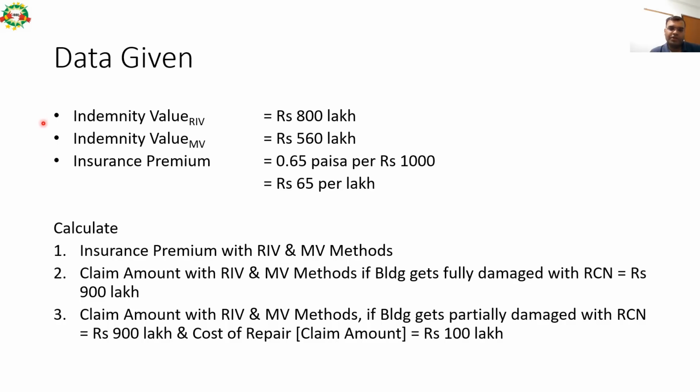Data given in the question: indemnity value RIV has been given 800 lakh rupees, indemnity value market value method has been given as 560 lakh rupees, insurance premium is given as 50 paisa per 1000 rupees. So that means multiply by 100, that means 65 rupees per lakh. Since all values have been given in lakh, we have converted this insurance premium into rupees per lakh instead of per 1000. So now we have to calculate the insurance premium, claim amount in case of full damage, and claim amount in case of partial damage.